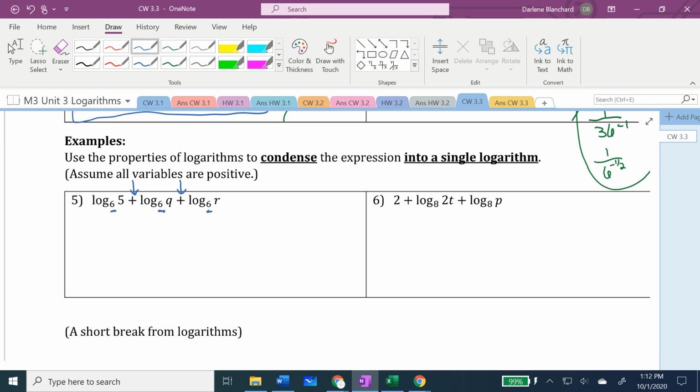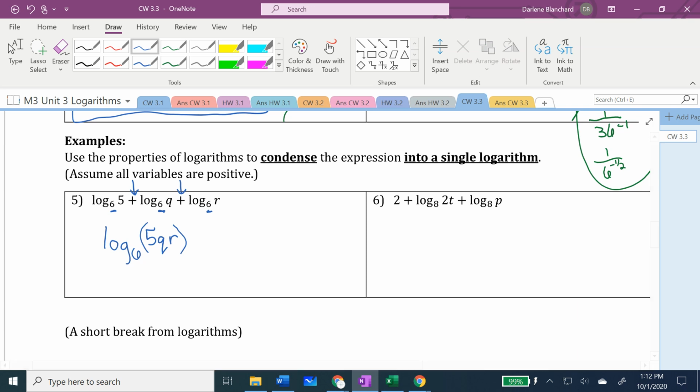I'm having trouble reading that. Okay, so what you're saying is log base 6 and then 5QR multiplying together. It doesn't have to have parentheses around the 5QR, but know that that is what is meant.